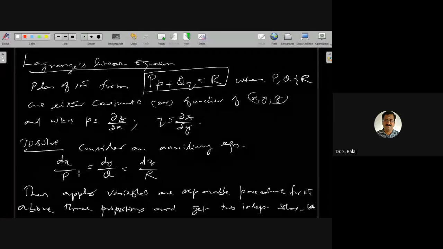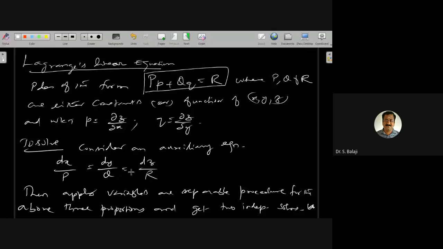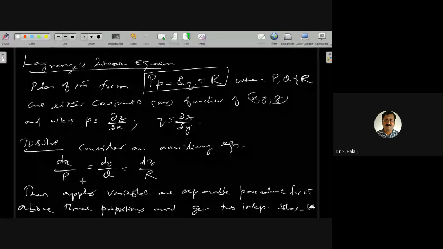To solve this equation, you have to form an auxiliary equation dx by P, dy by Q, dz by R. That is called Lagrange's linear equation, and the auxiliary equation you have to form here. Then under these three proportions, suppose variables are separable, it is possible to collect any two proportions here. Then apply that, and you can get solutions here, U and V.